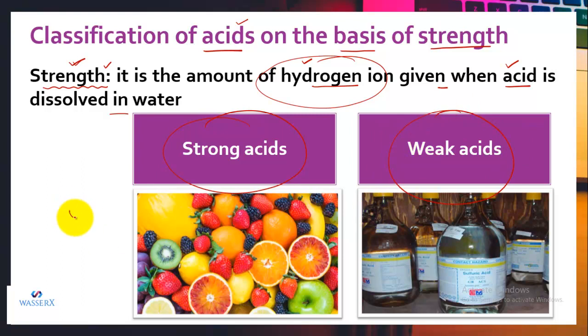So all the organic acids, like you can see in the given figure, we have the fruits, and we know that the fruits are plant products. So these are the acids which are obtained from plants. They all are termed as weak acids, and all the mineral acids are termed as strong acids. So why are organic acids weak acids and mineral acids strong acids? Let's make out what the difference is between the two.